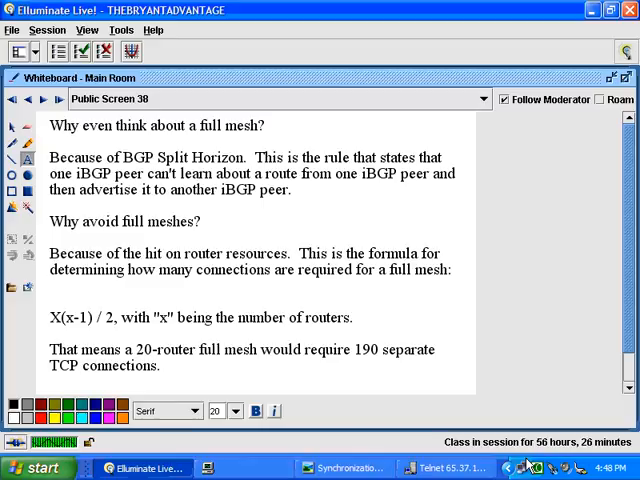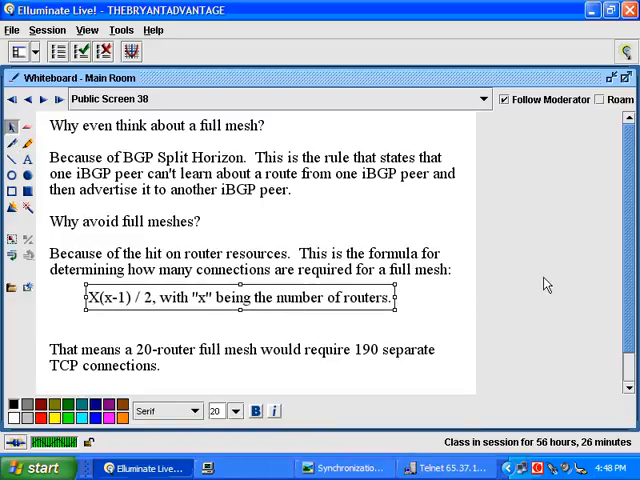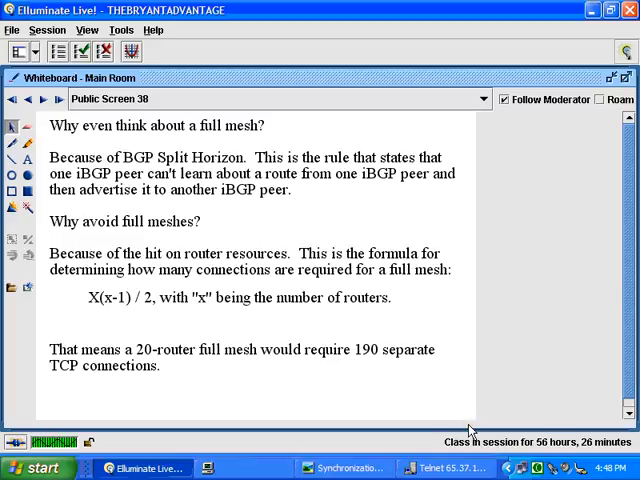Big deal. Why do we want to avoid that? Well, the official reason, and a very good reason, is on the board. It's because of the hit on your router resources. And there's a formula for determining how many connections are required for a full mesh. And I actually just saw this on the group study CCNA mailing list. Someone was asking about this. This is a formula, not just a BGP formula, but a formula that you can apply to anything where you're looking at a full mesh.